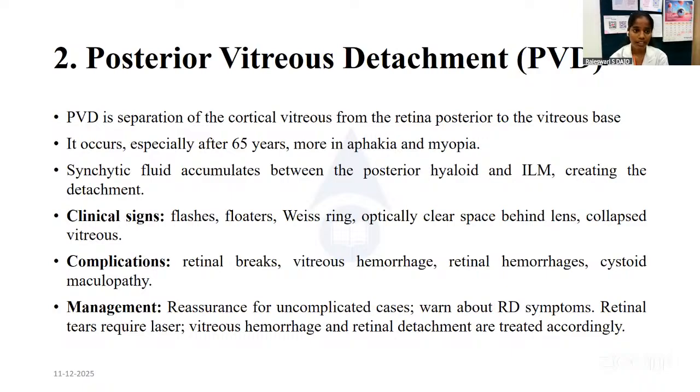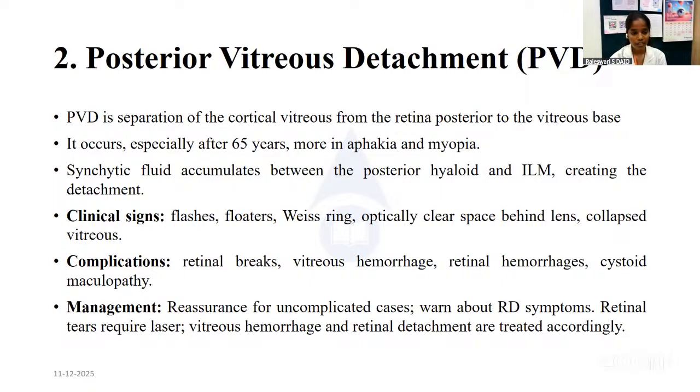Posterior vitreous detachment is separation of the cortical vitreous from the retina posterior to the vitreous base. It occurs especially after 65 years, more in aphakia and myopia. Synchytic fluid accumulates between the posterior hyaloid and internal limiting membrane, creating the detachment. Clinical signs: flashes, floaters, Weiss ring, optically clear space behind the lens, collapsed vitreous. Complications: retinal breaks, vitreous hemorrhage, retinal detachment, cystoid maculopathy.